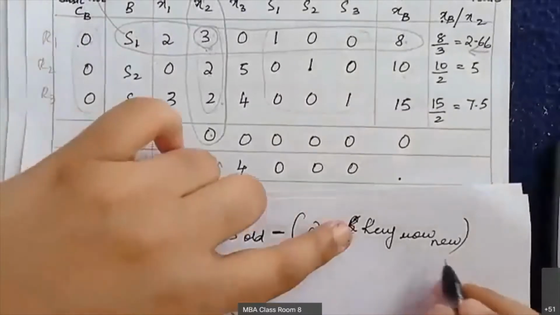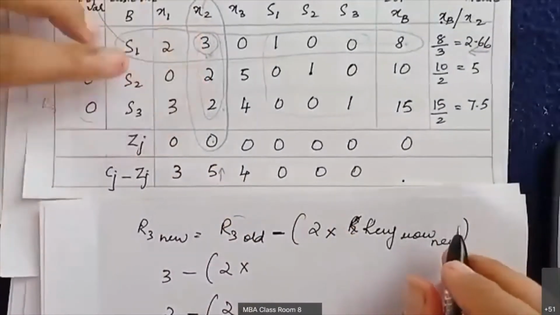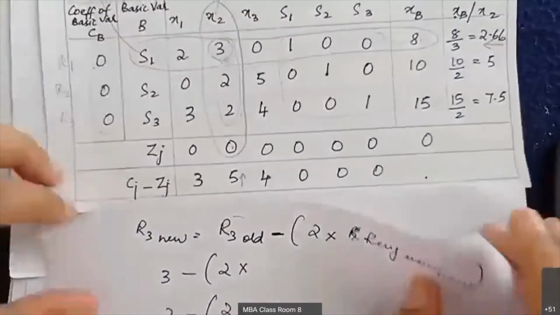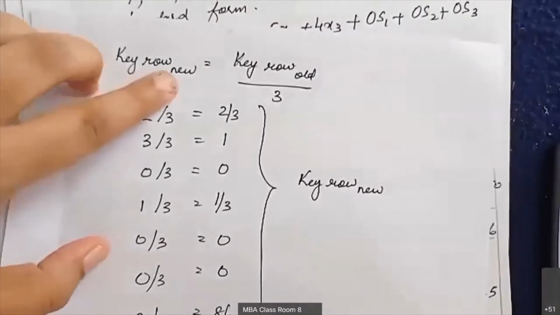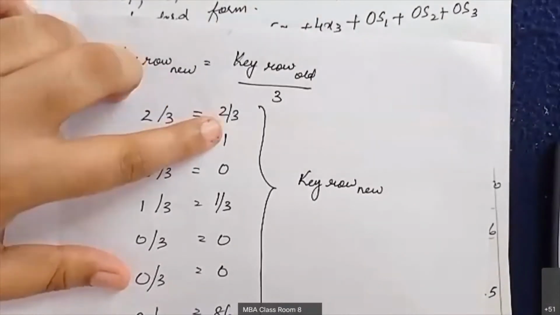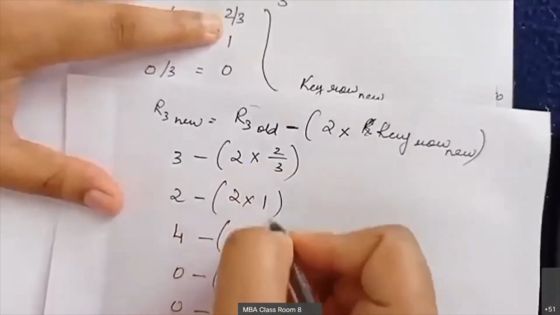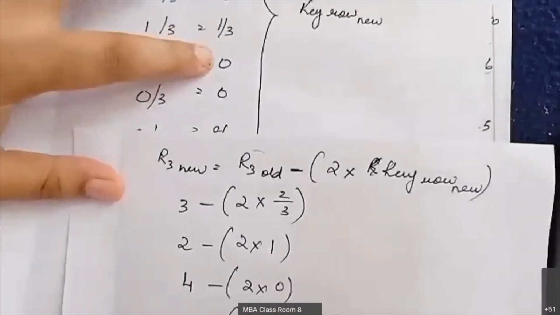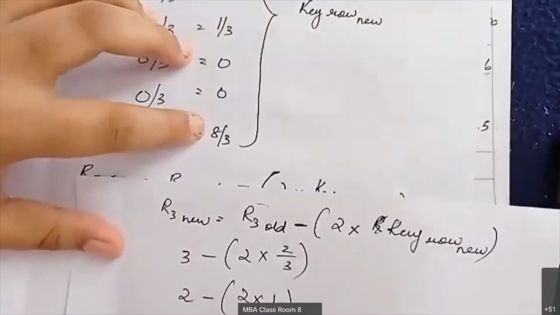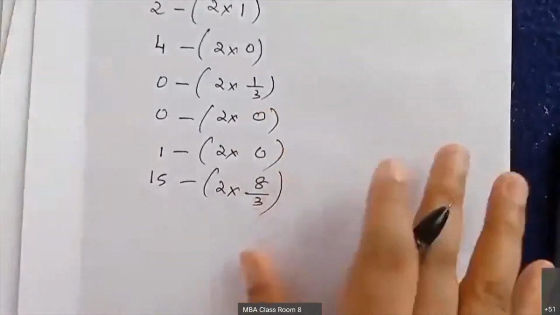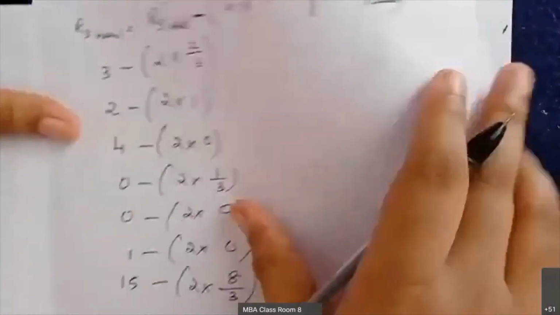Then I have the key row new. Don't go to the simplex table. This is not the key new row. This is not the new row. The new row we have already found out, right? See, this is the new row. So tell me the numbers. 2 by 3, 1, then 0. Then I have 1 by 3. Then I have again 0, then 0, and then 8 divided by 3. I have written it over here. Now tell me quickly the answers.